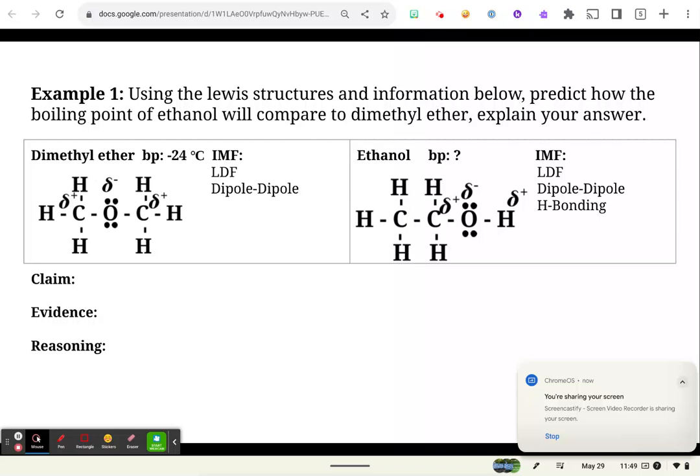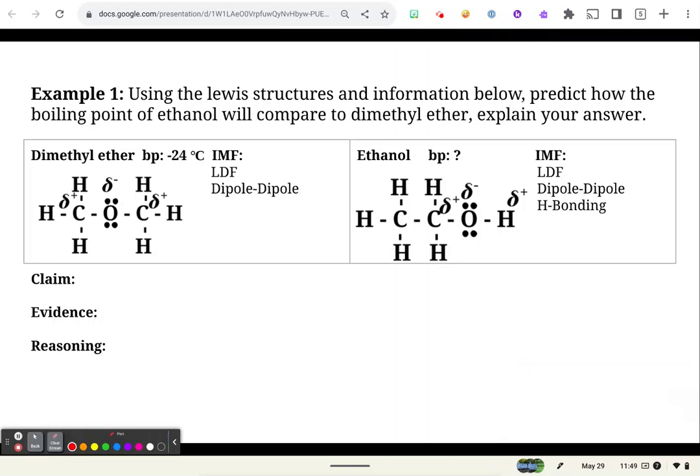All right, here's a review on how to do the CERs for thinking about boiling point. So first of all, the background information you need to understand is that when something boils, the intermolecular forces need to be broken. The only way you can do that is to pull the particles away from each other. Remember that intermolecular force is an attraction, and so you need to overcome the attraction.